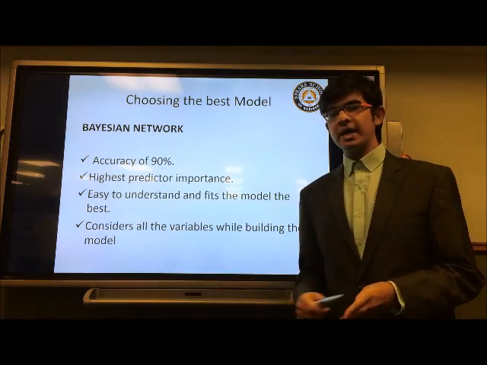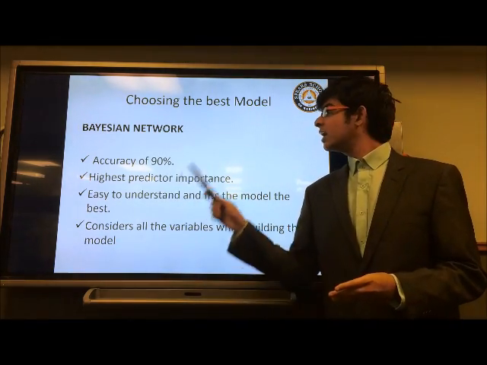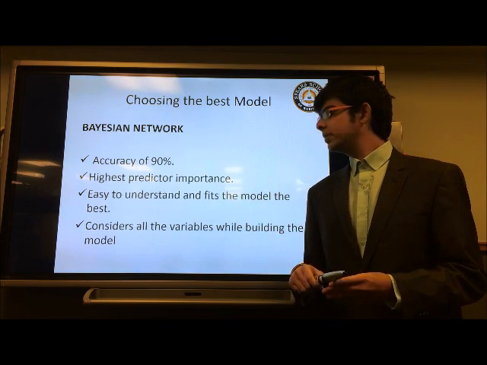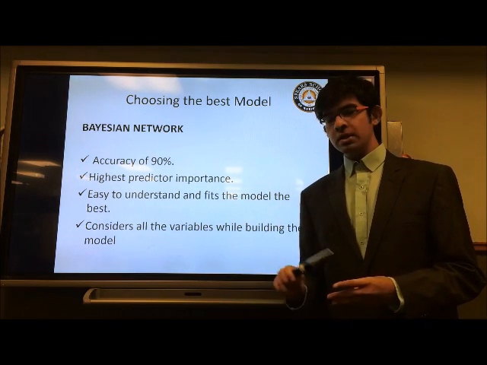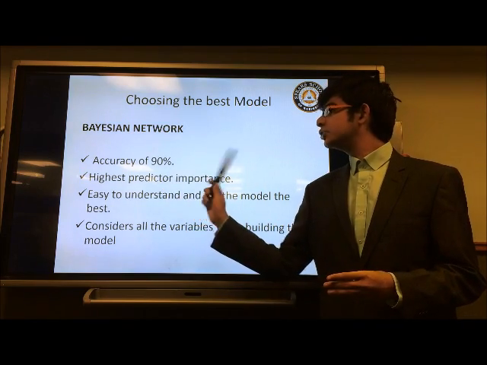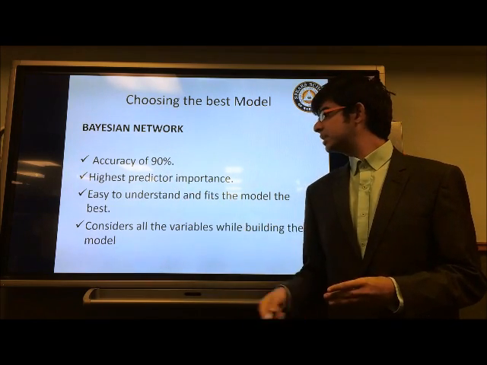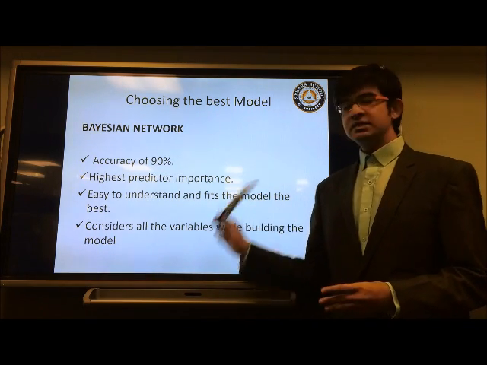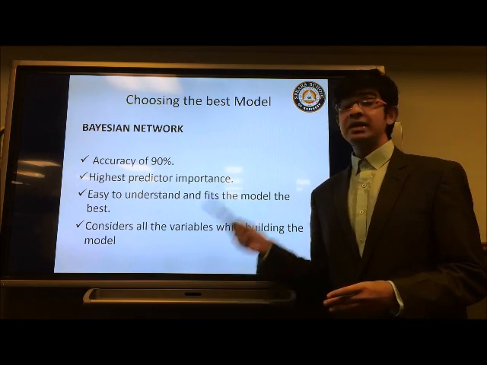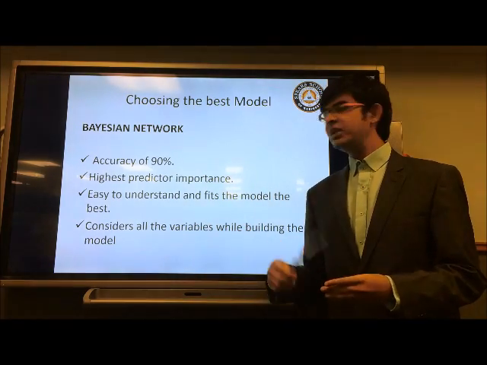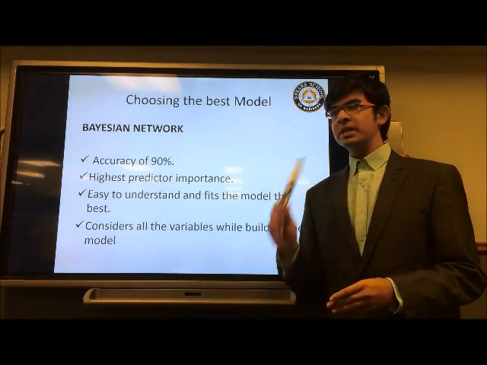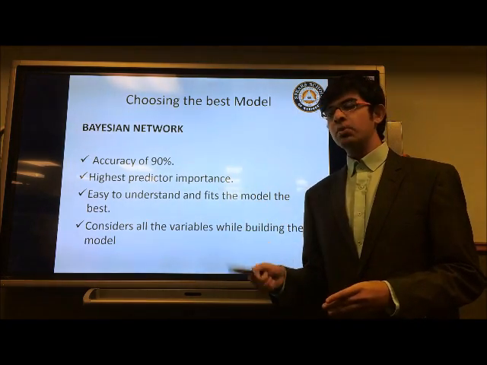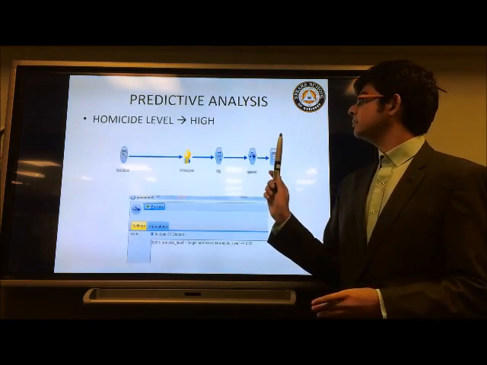We did a lot of research on Bayesian networks, and it suggests that it is very good when the output variable is a categorical variable. It considered all the predictors in our case, and it shows a very high accuracy of 90% on the training data set and also on the testing data set. It considered all the variables while building the model, and it fits the model very well. So we feel that the Bayesian network is the best model to predict our homicide level, which will be high or low based on the target variables.